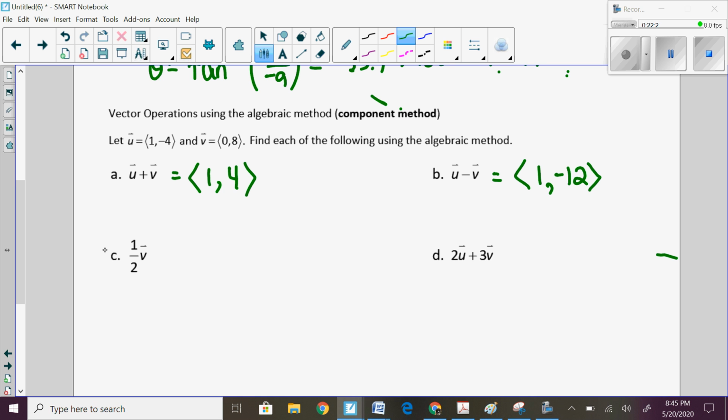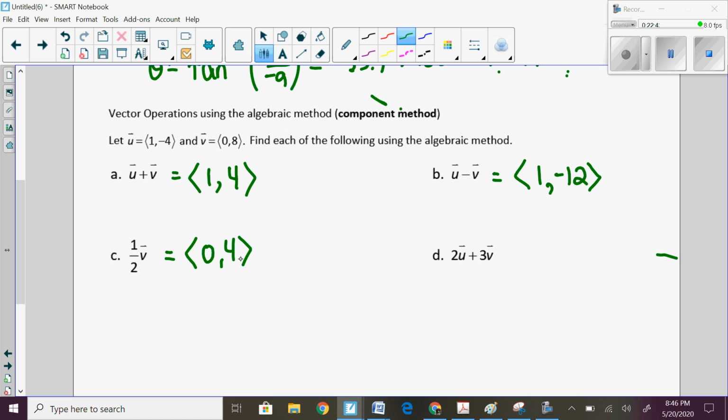We can scale a vector. In this case, we're scaling it by 1/2. So half of vector v, you just take half of each component. So half of 0 is 0, half of 8 is 4. Okay?